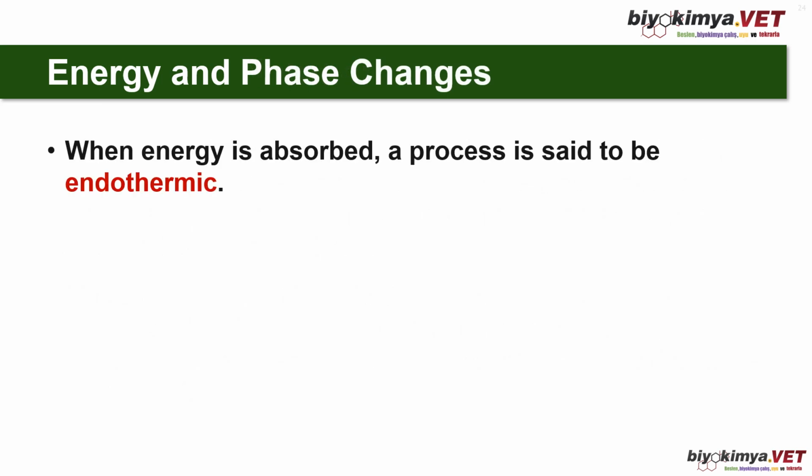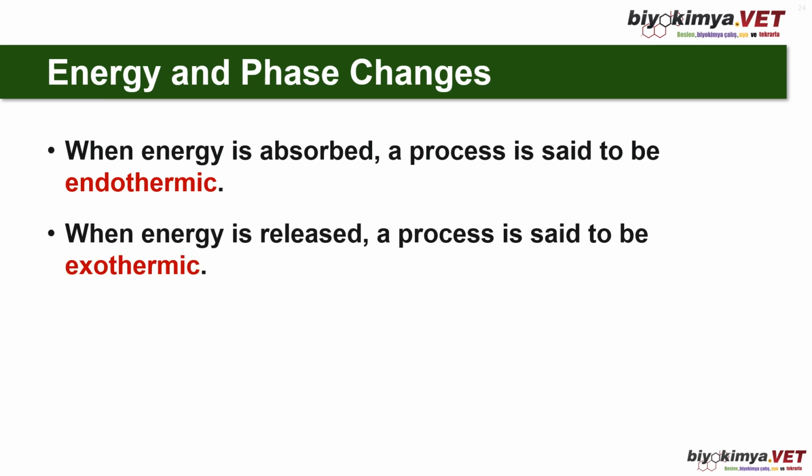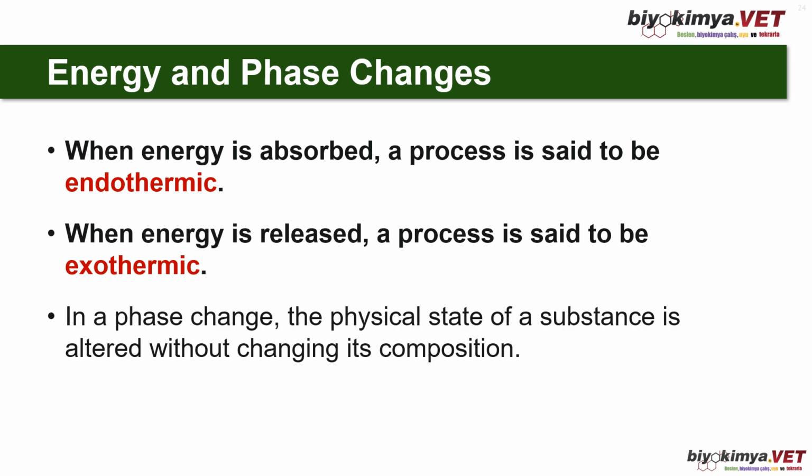When energy is absorbed, a process is said to be endothermic. When energy is released, a process is said to be exothermic. In a phase change, the physical state of a substance is altered without changing its composition. Now it's time to look at phase changes, and in each phase change, I also mention whether that change is endothermic or exothermic.